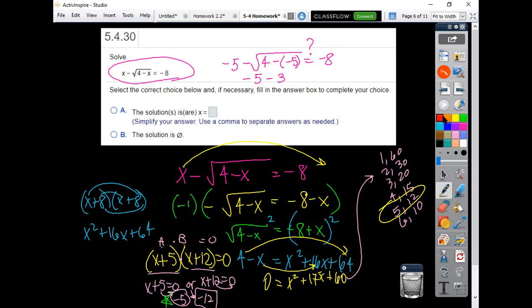Let's check that quickly. -12 minus square root of 4 minus -12. Does that equal -8? -12 minus, 4 minus -12 is 16, square root is 4. Does -12 minus 4 equal -8? No, that would be negative 16. So that one is what's called an extraneous solution and does not work. So my correct answer up here would only be the negative 5.